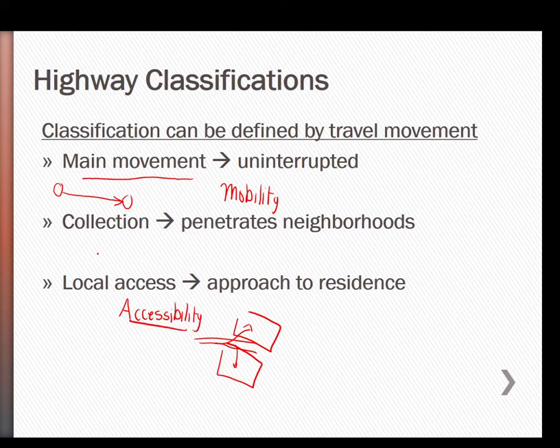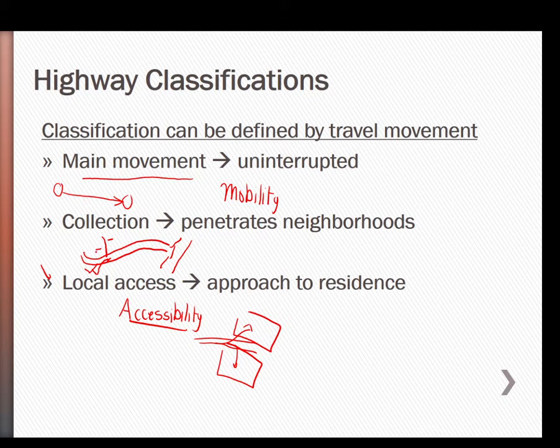Between these two, we're going to find some kind of road that connects both of them, that collects traffic from these local roads, number 3 here, and it collects this traffic and throws it at some bigger road, which we have here, which has the highest mobility for the main movement.